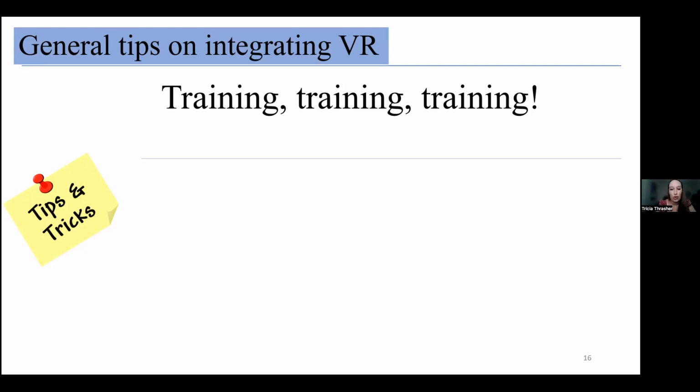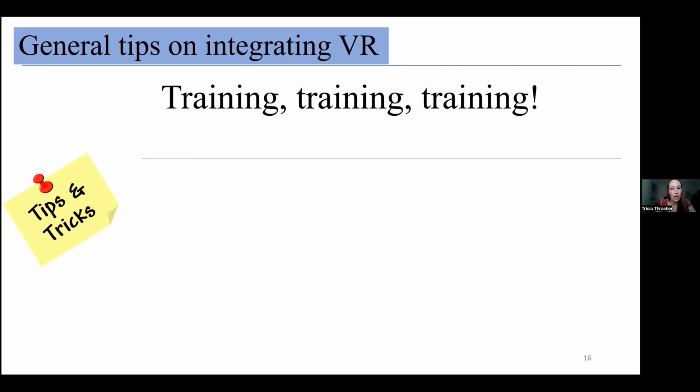And then once you're actually ready to teach your students to use the headsets, I found that 2 class periods were needed when I was doing my research. Class periods were 50 minutes, so you can adapt, but I found that 50 minutes was not enough.